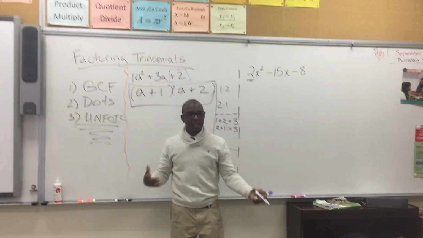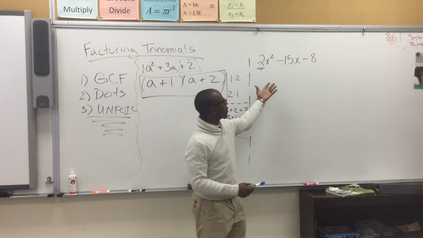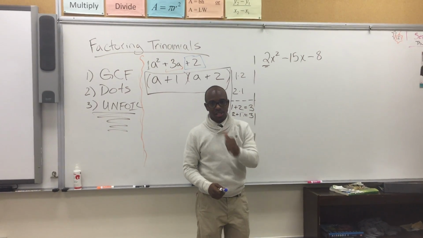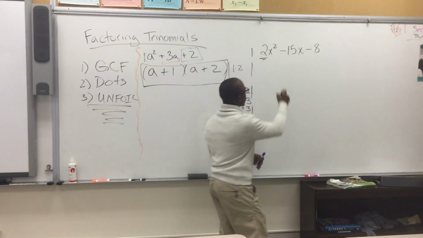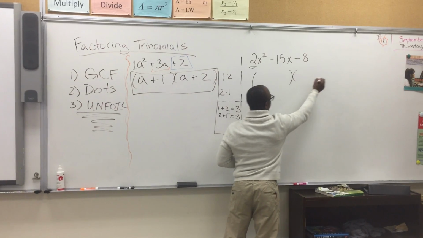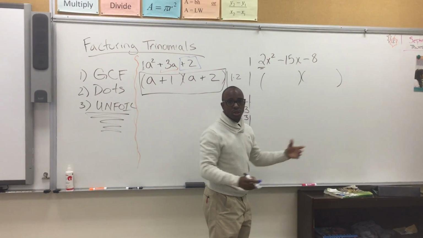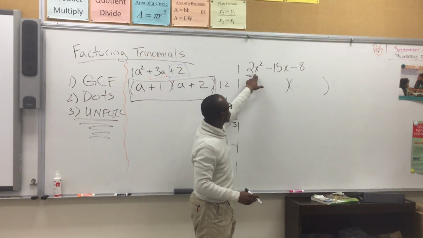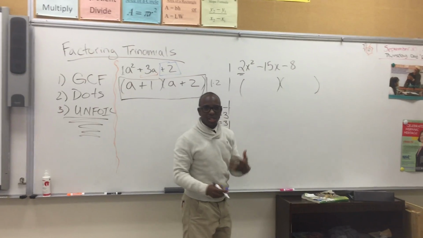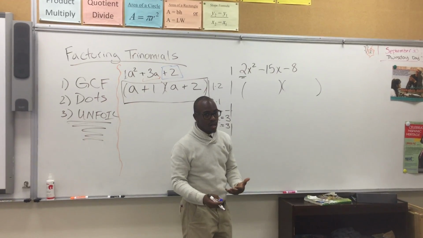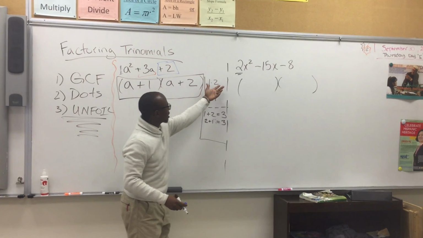Is it qualifying underneath dots? Is it 2 perfect squares? No, it's 3 terms. So I still have to unfoil it. Create yourself 2 sets of parentheses. Okay? With the 2 sets of parentheses, I'm still going to look at the first term, 2x squared. What's going to multiply to give me 2x squared? Just like before, I said what multiplies to give me 2?